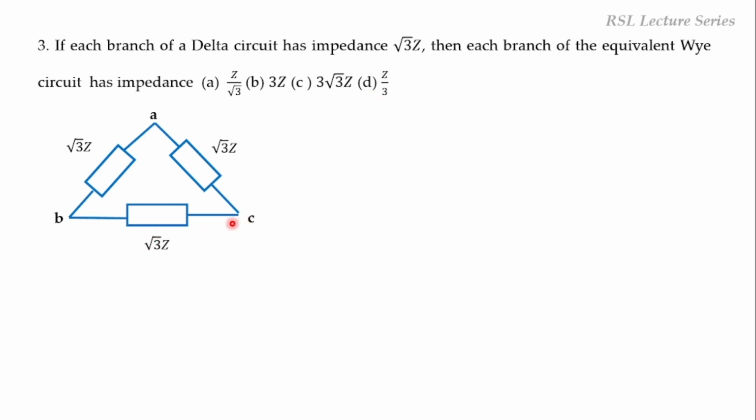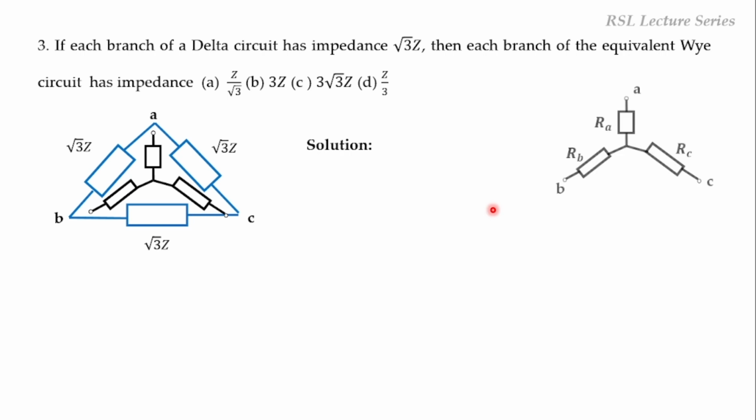Here the delta equivalent is given, whose values are the same, √3 into Z. Now we have to convert them into the star equivalent. Star equivalent is also called the Y equivalent. So this is again the direct question. We have to convert RAB, RBC and RCA into RA, RB and RC.